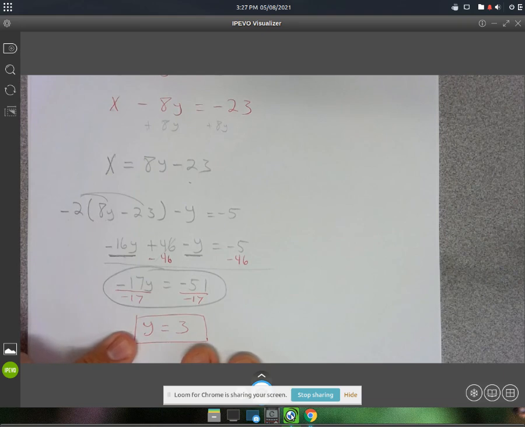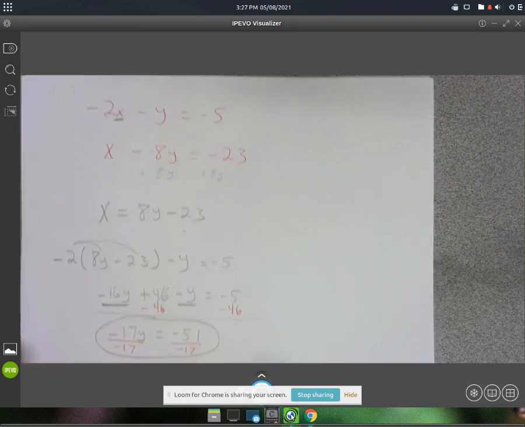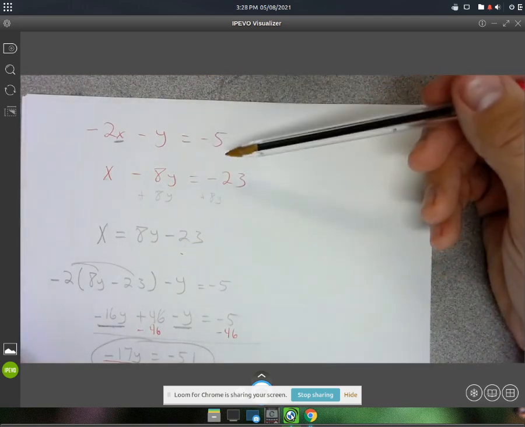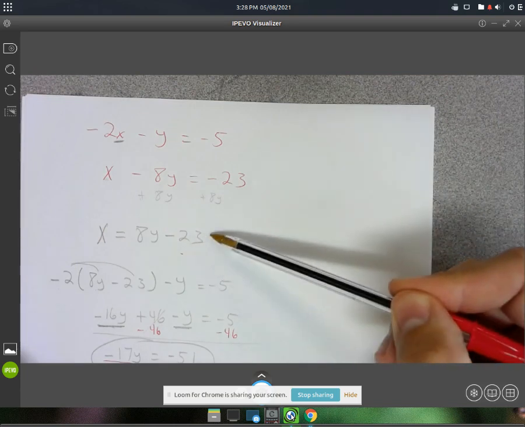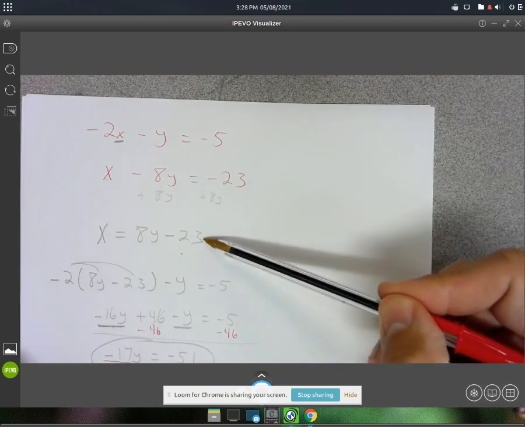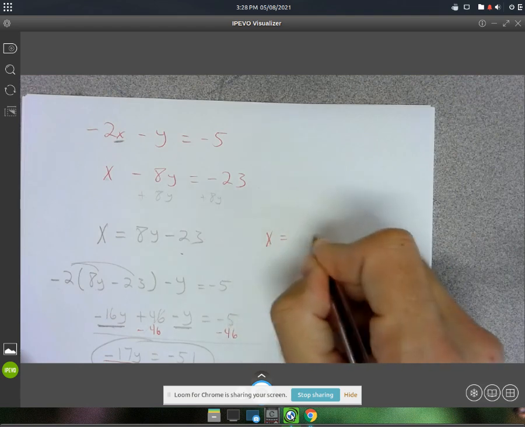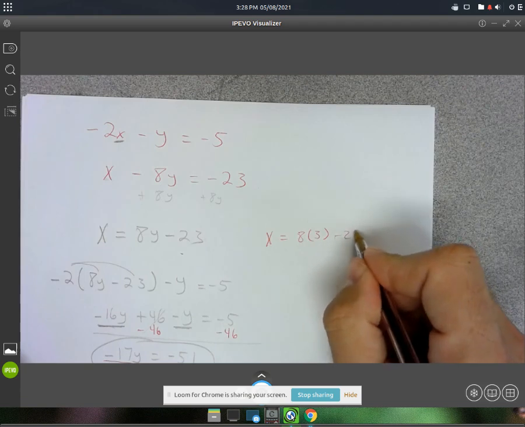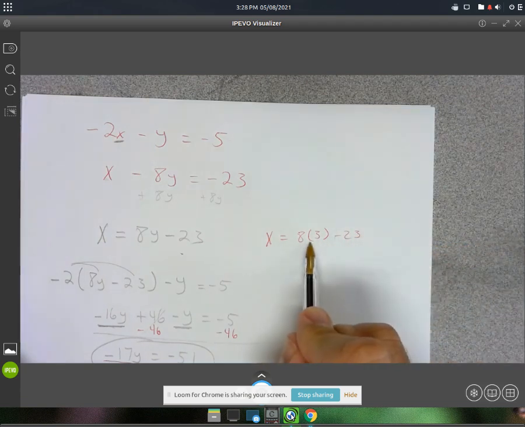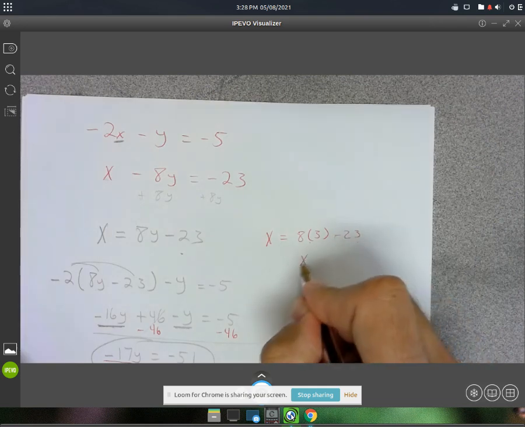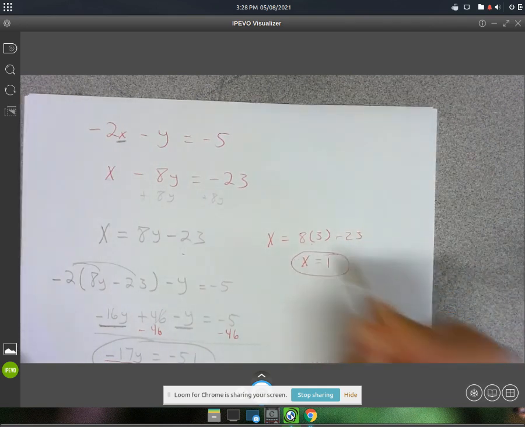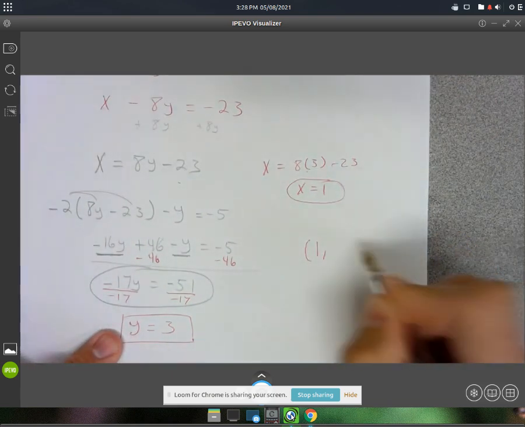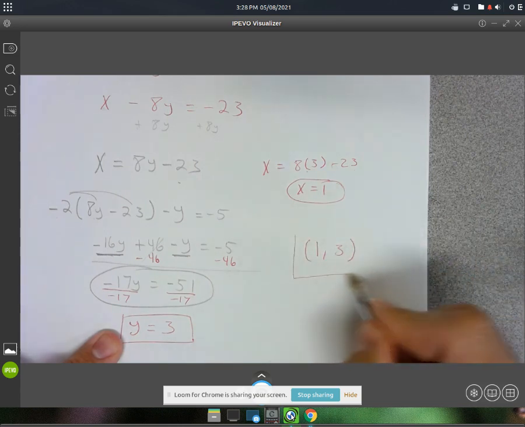I've got y now. So take your y equals 3, and you're going to plug it into one of these equations. Doesn't matter which one you choose. It's going to be simplest if you plug it into this one, though. All right. X equals 8, 3 for y, minus 23. This will be 24 minus 23. So you get 1 back for your x. All right. And those are your solutions. X is equal to 1, and y is equal to 3.